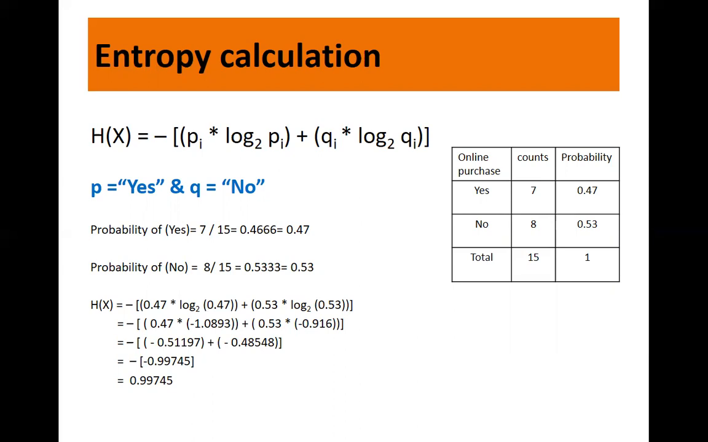Now, this is the measure of uncertainty or randomness in data. This is considered a high entropy, that means a high level of disorder. Lower values imply less uncertainty, while higher values imply high uncertainty. Remember that the entropy is 0 if all members belong to the same class, and 1 if half of them belong to one class and the other half belongs to the other class. That is perfect randomness. Here we have 0.99745, which means the distribution is fairly random. Let us look at one more example.